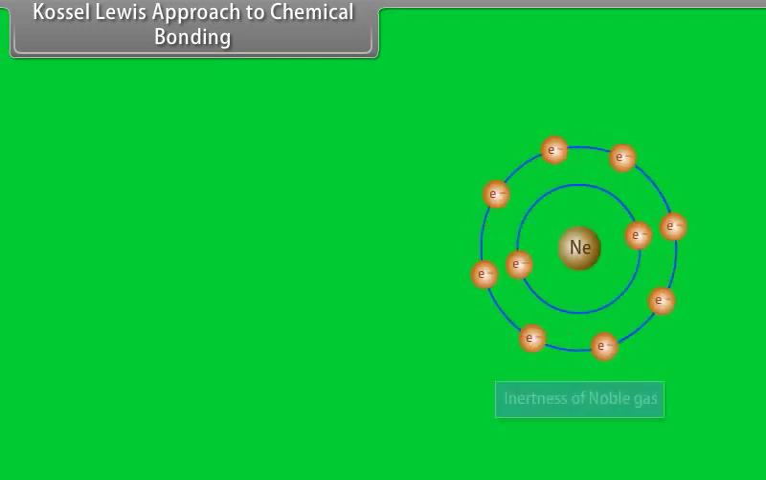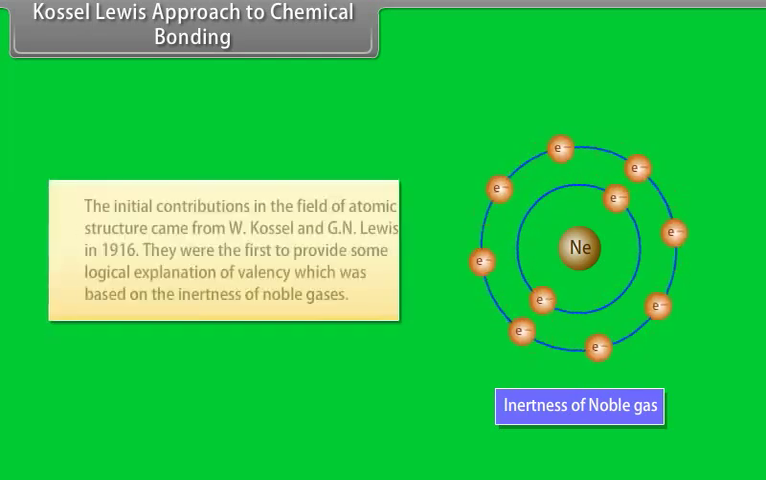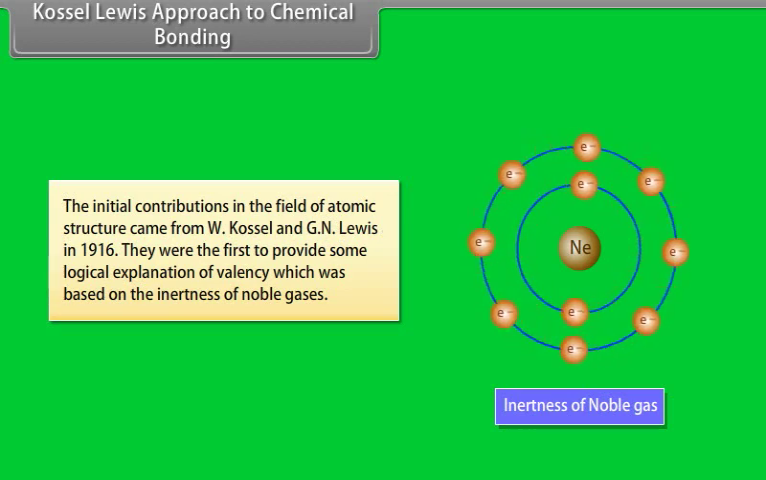Kossel and Lewis approach to chemical bonding. The developments in the field of atomic structure provided foundations for various theories of valency. The initial contributions in this field came from W. Kossel and G. N. Lewis in 1916. They were the first to provide some logical explanation of valency, which was based on the inertness of noble gases.